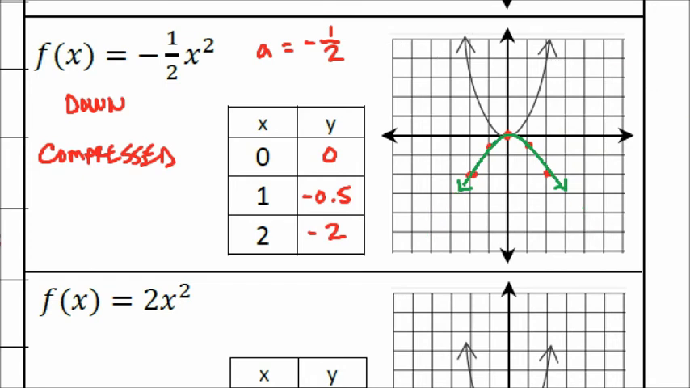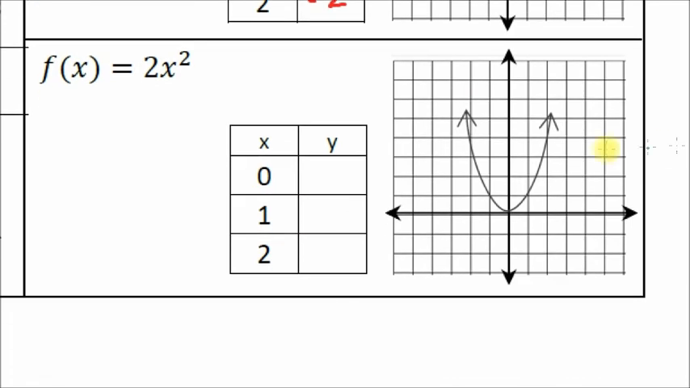All right, let's do another one. What if f of x equals 2x squared? Well, our a value here is equal to 2. Since a is positive, we know our graph faces up. Since a is greater than 1, we know we're going to get a stretched graph. If you plug in your values for 0, you're going to get 0. For 1, you're going to get 2. And for 2, you're going to get 8.